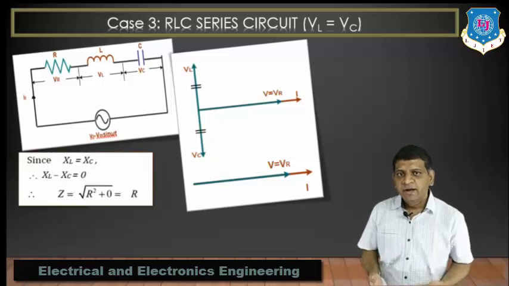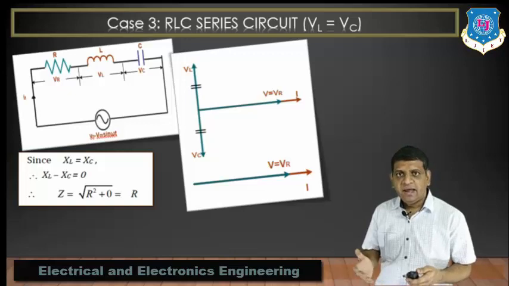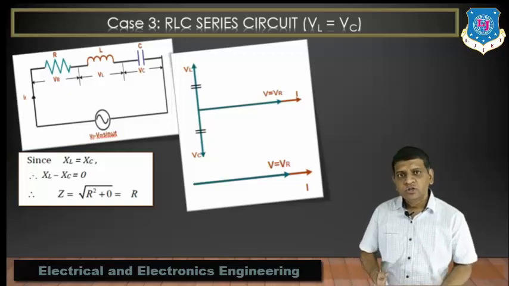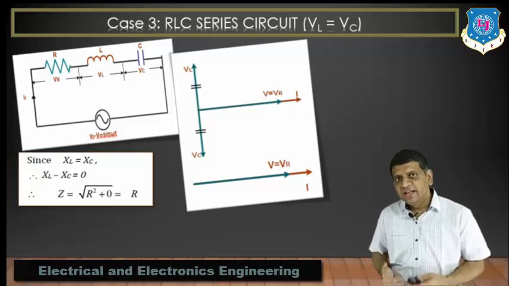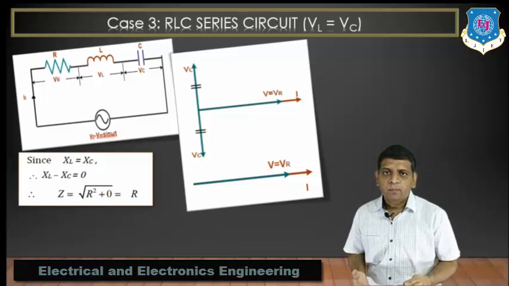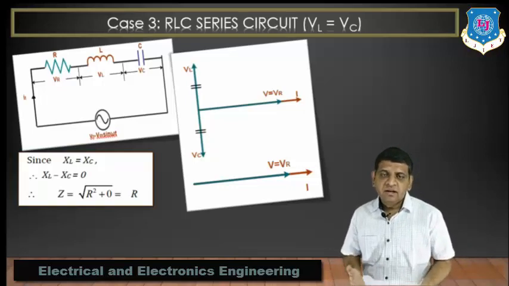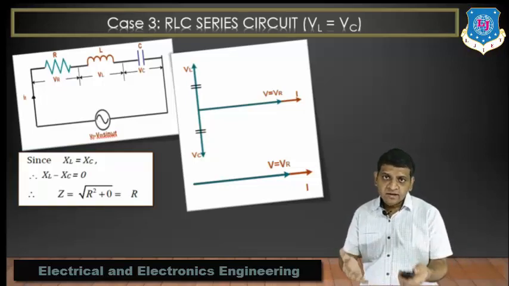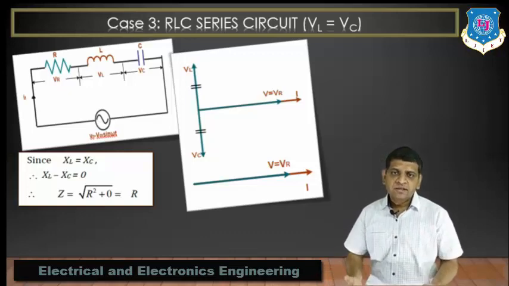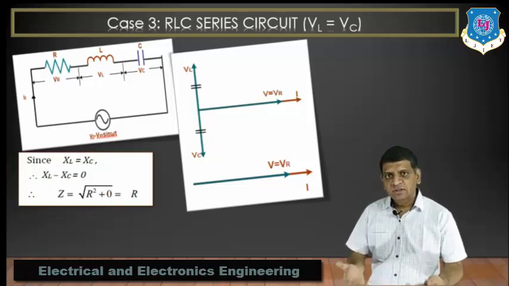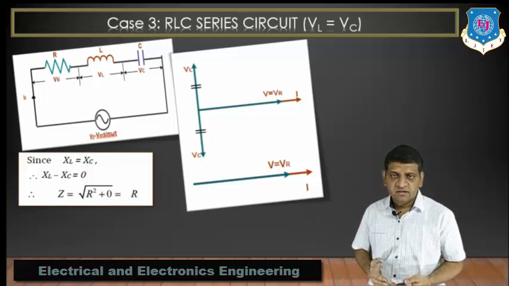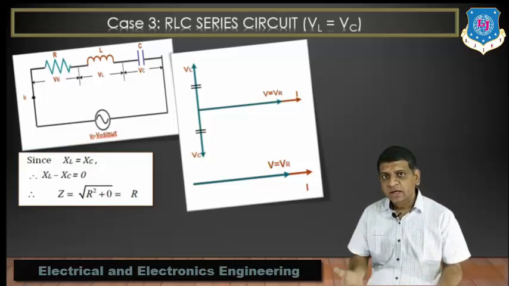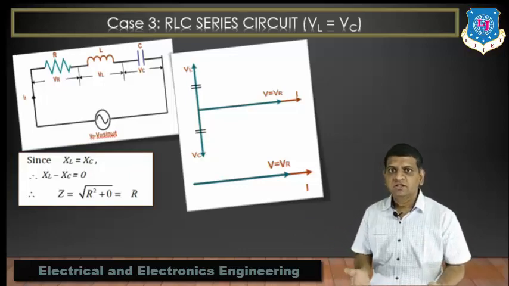Right. So if I apply here, since XL is equal to XC, I can write XL minus XC is equal to 0. So the impedance Z is equal to under root R square plus 0, hence XL is equal to XC. Right, so I can write here the value of impedance is nothing but the value of resistance which is connected in an RLC series circuit. From this I can say that the circuit becomes a purely resistive circuit.